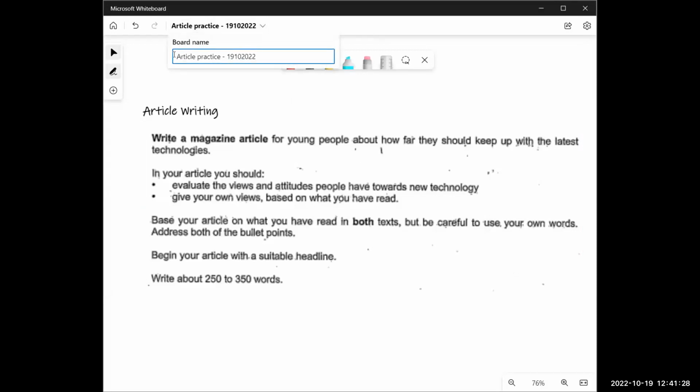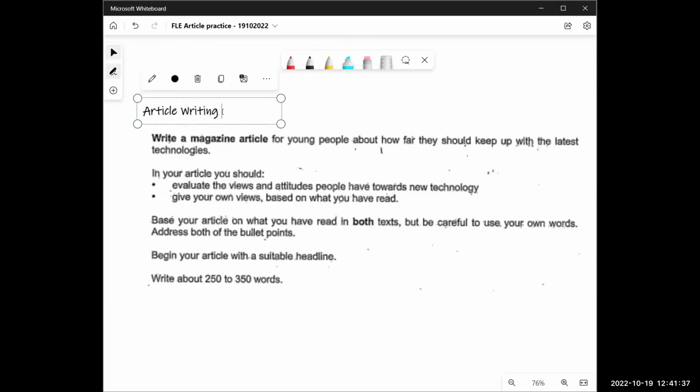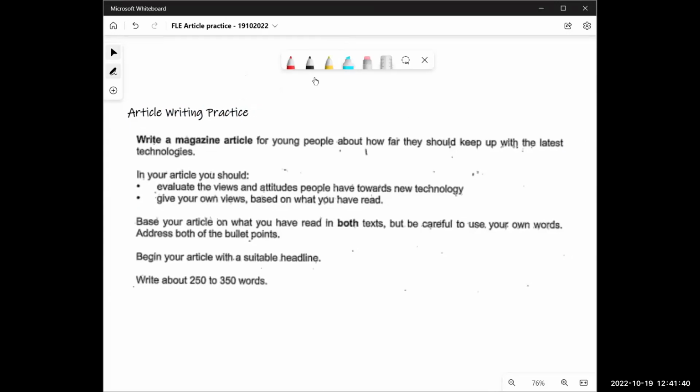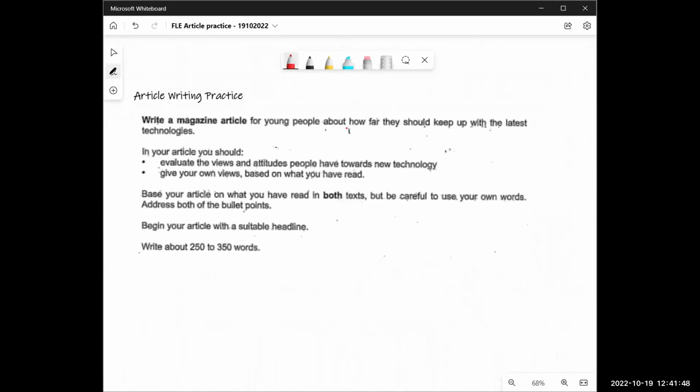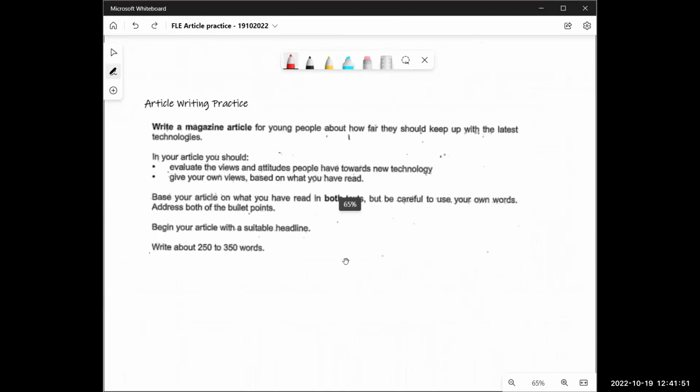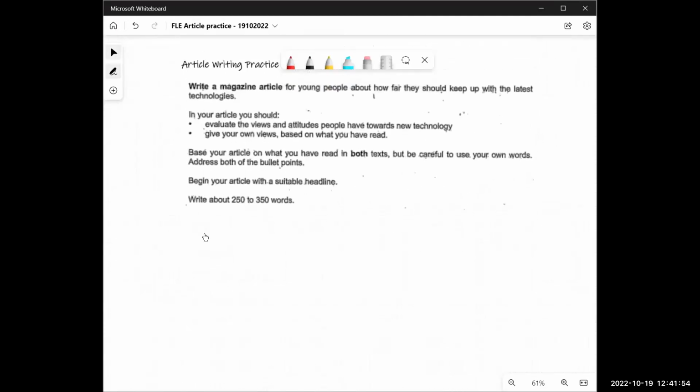English as a first language, IGCSE English as a first language, FLE, and we're practicing article writing. Let's look at how this is going to work. The question over here is about young people. Let's first make a plan for the question. The first thing you're going to do in the exam is make a plan. And in the plan, you have three things: purpose, audience, and format.